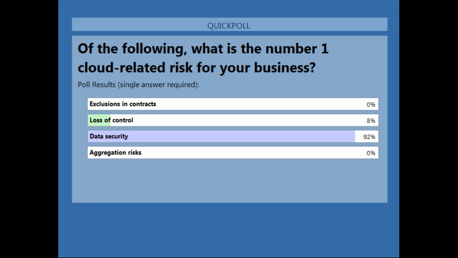Okay, so looking at the results, Kyle, 92% selected data security. I would guess that that doesn't come as a surprise to you. No, you hear me laughing a bit, but it's so appropriate. I mean, everyone's concerned about data security right now.